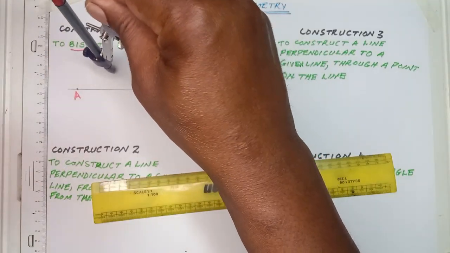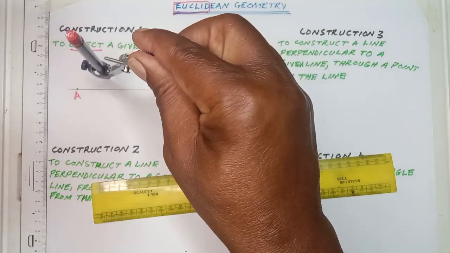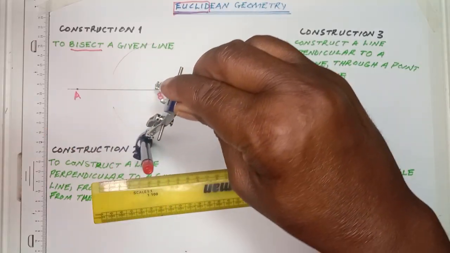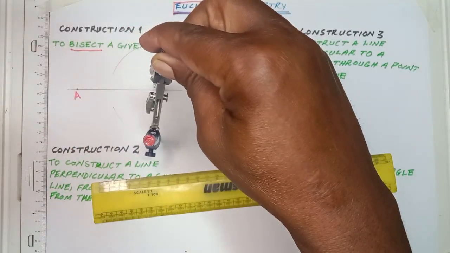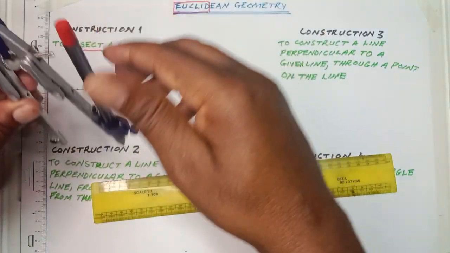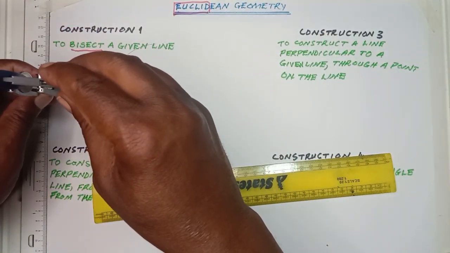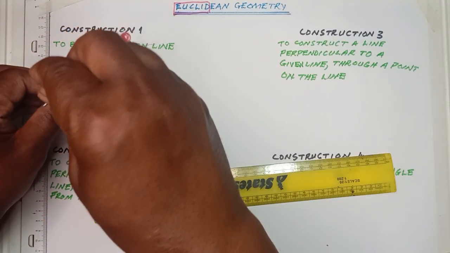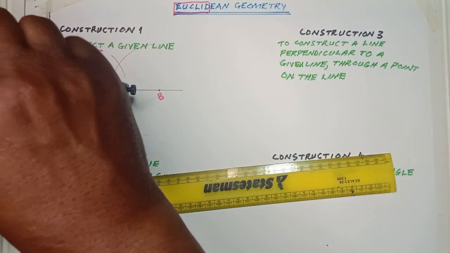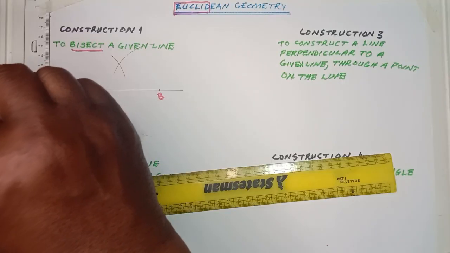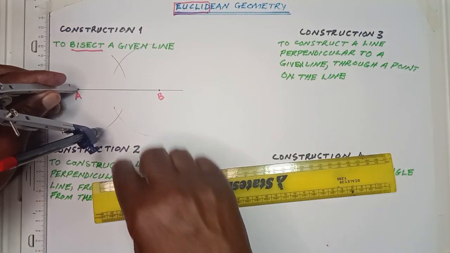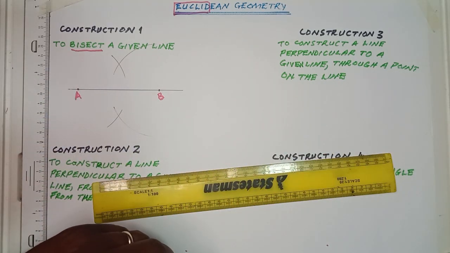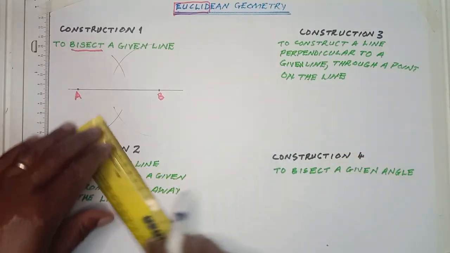So I strike an arc on one side of line AB. Without changing the radius, I strike another arc on the other side of line AB. Without changing this radius, I change the compass point to be at point A. Then I strike an arc to cross the first one. On the other side, I strike another arc, the fourth arc, to cross the second arc.